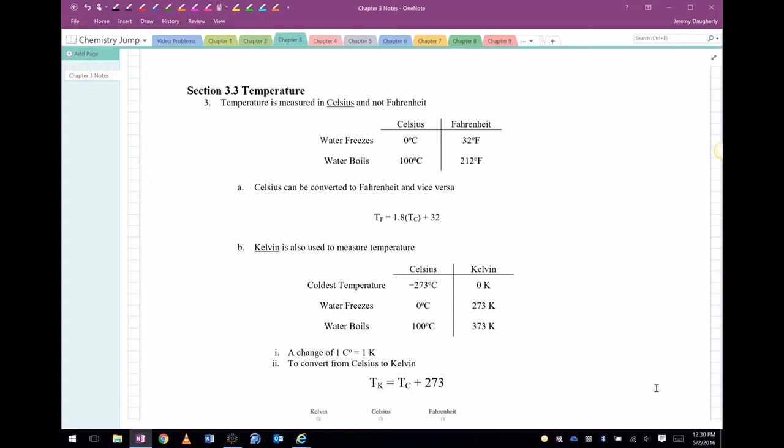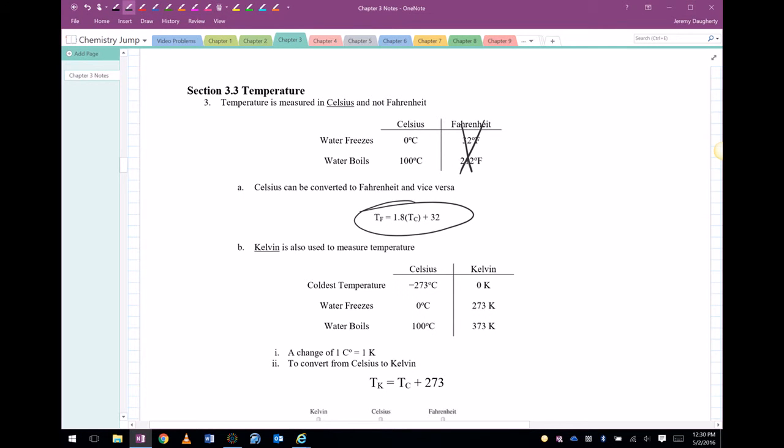All right, section 3.3 is all about temperature. Just real quick, I'm not going to mess around with Fahrenheit. We don't do any measurements in Fahrenheit. I'm not going to have you convert from Fahrenheit to Celsius, from English to metric. I just don't do a whole lot with it. You should be able to use this equation on your own if you need to convert from Fahrenheit to Celsius.